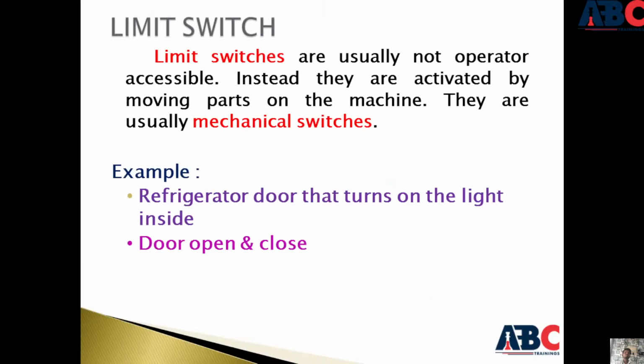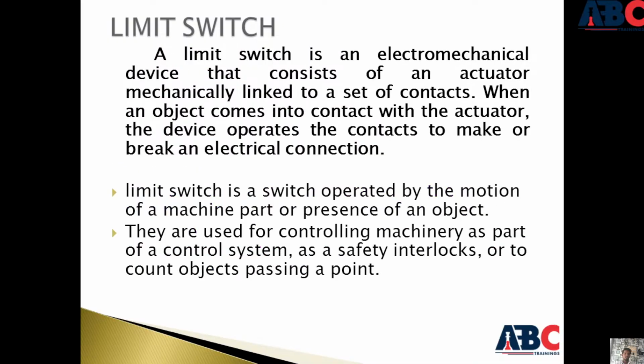Limit switches are usually not operator accessible. Instead, they are activated by moving parts on the machine. They are usually mechanical switches. Examples are the refrigerator doors that turn on the light inside when the door opens and closes. A limit switch is an electromechanical device that consists of an actuator mechanically linked to a set of contacts. When an object comes into contact with the actuator, the device operates the contact to make or break an electrical connection. A limit switch is a switch operated by the motion of a machine part or presence of an object.